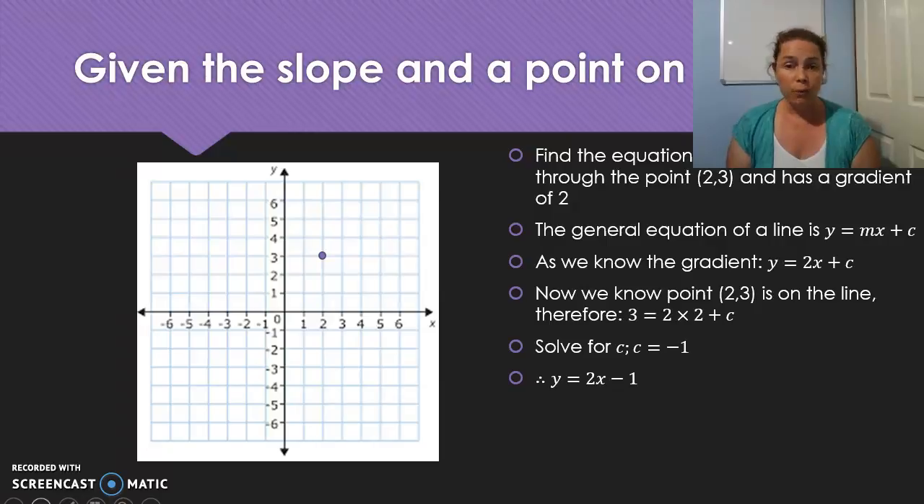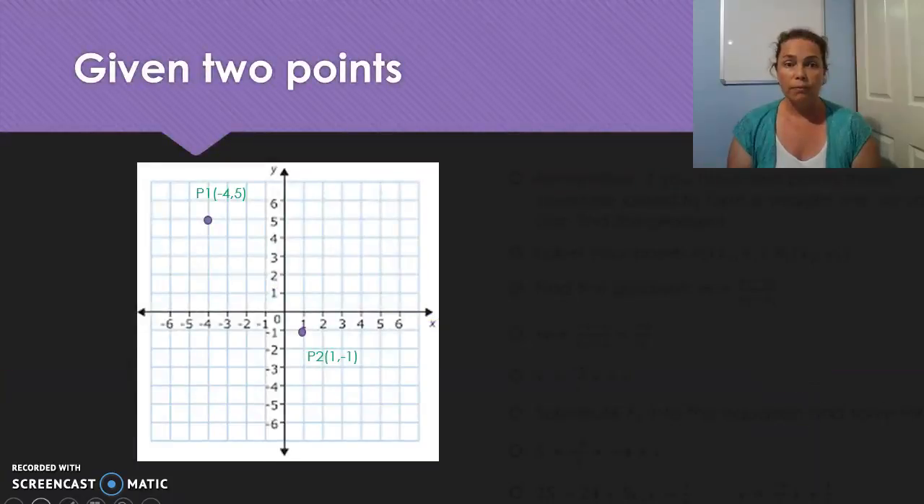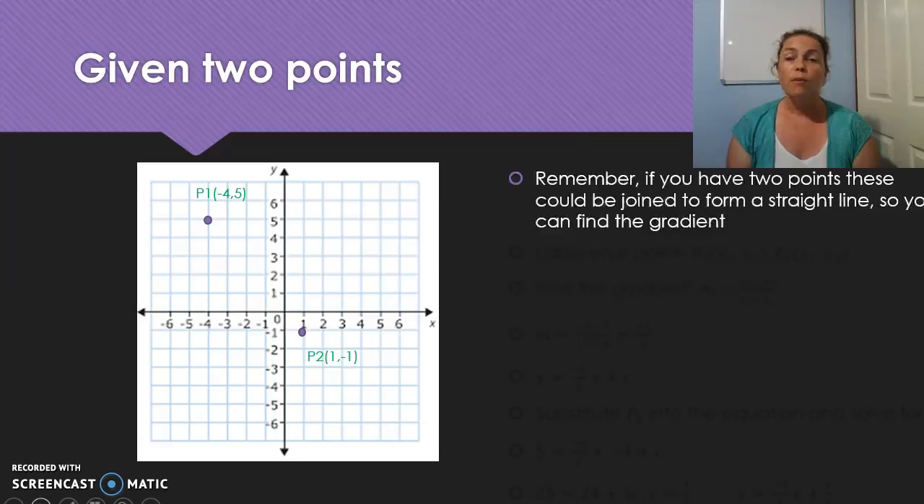The third scenario we can be given to find the equation of our line is to have 2 points. And here's our example. We have a point at (-4, 5) and a point at (1, -1). Now remember, if you have 2 points, these could be joined to form a straight line. And then we've got our graph already. So we know we can find the gradient, and if we drew a straight line, we knew that we could just visually find our y-intercept, but we don't need to do that.